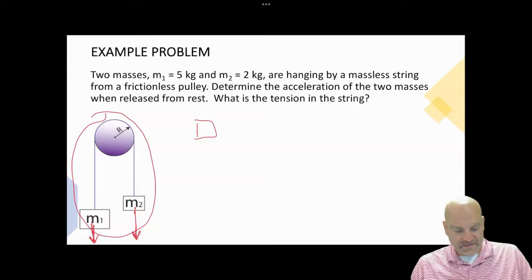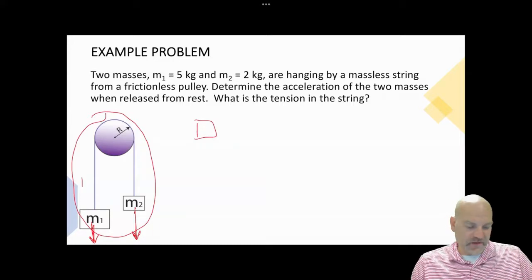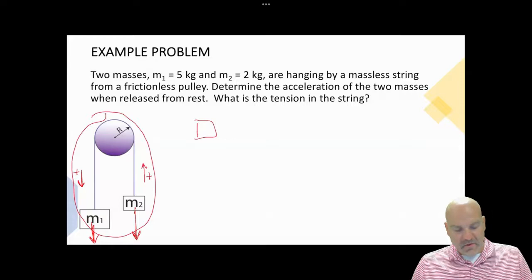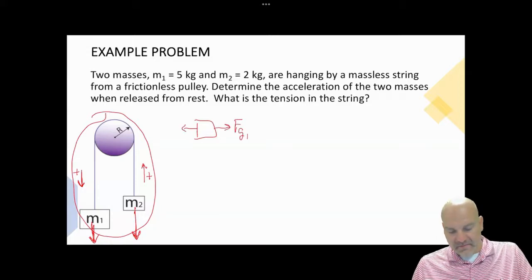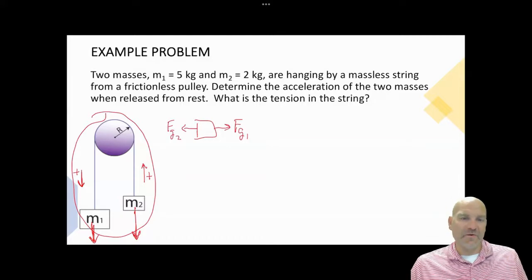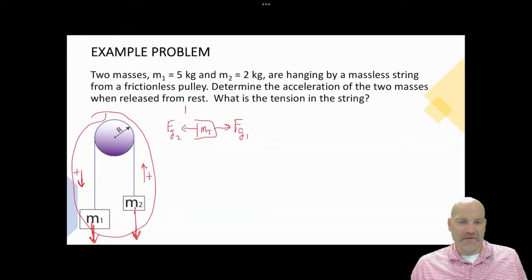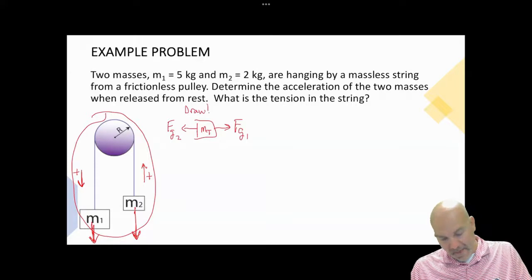We talked about previously that each object would have its own coordinate system. In general, I like to put the positive in the direction of the motion. Because M1 is heavier, it's going to move down, and M2 is going to move up. So the weight of M1 is my positive direction, and the weight of M2 is my negative direction. And now we're going to have the total mass running around in there. So there's our draw step.